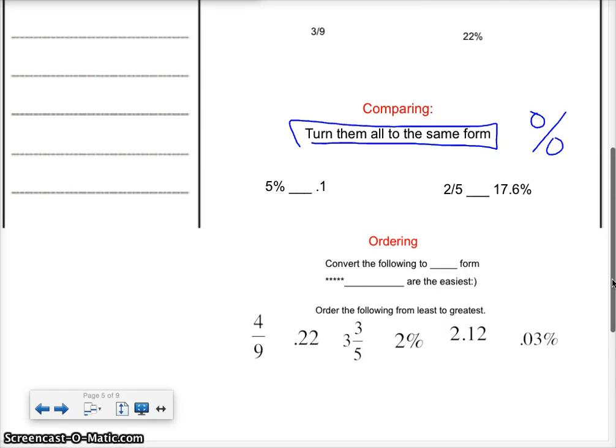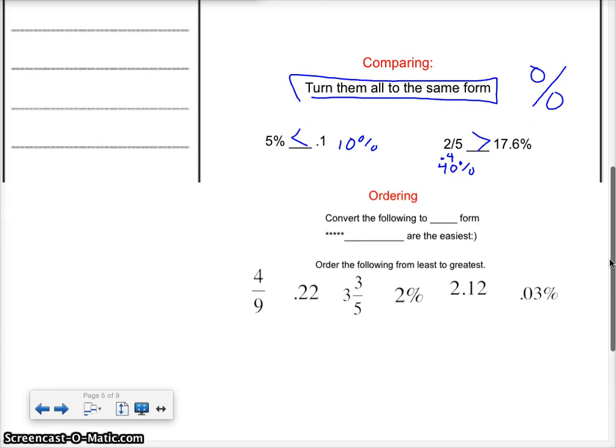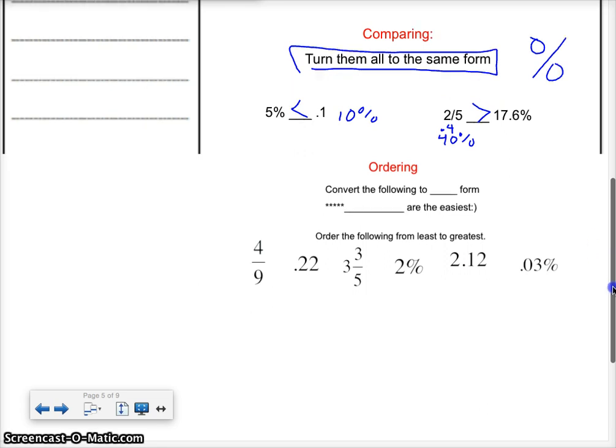So 5%, this 0.1 is 10%. So 5% is smaller than 10%. 2/5 is 0.4, which is 40%. 40% is greater than 17.6. And you actually have to enter your inequality symbols today in your homework. You have them there on your Chromebook. You'll be just fine. Okay? And then the last, so this would be like a level 3.5, being able to compare 2 numbers. More of a level 4 is actual ordering.